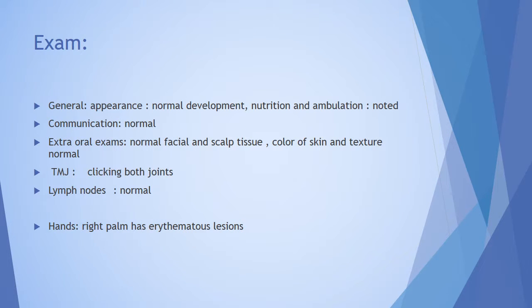Upon exam, general appearance, normal development, nutrition and ambulation noted. Communication normal. Extraoral exam: normal facial and scalp tissue. Color of skin and texture normal. TMJ clicking in both joints. Lymph nodes normal. Hands: right palm has erythematous lesions.